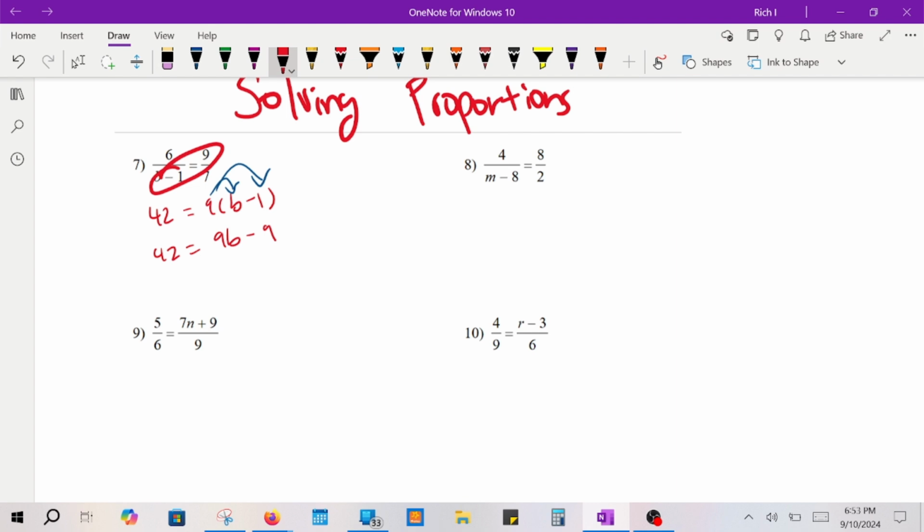After we distribute, we want to get all the numbers on one side and all the variables on the other side. So I'm going to go ahead and move the 9 over here by adding 9 to both sides. When I do that, the 9's here will cancel. I'm going to move the problem over here. 42 plus 9 is 51, so we're going to get 51 is equal to 9b. We're going to divide both sides by 9b.